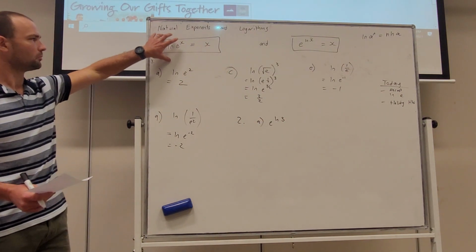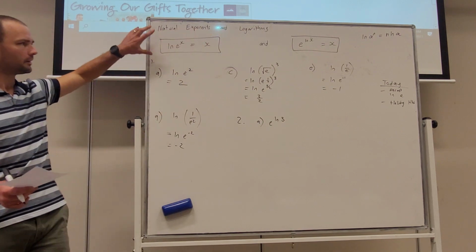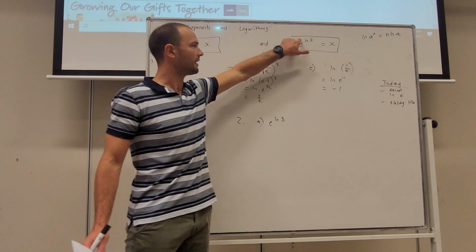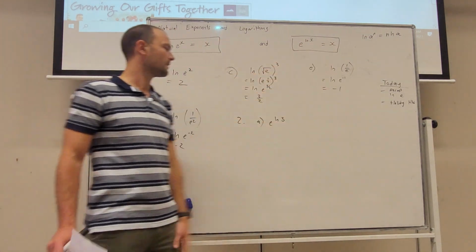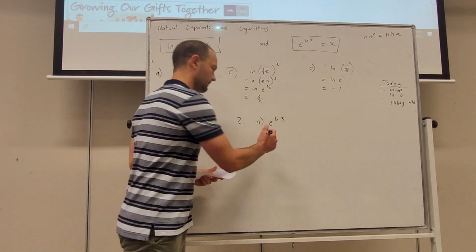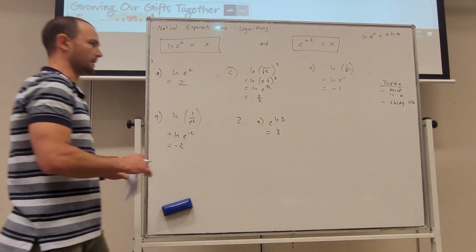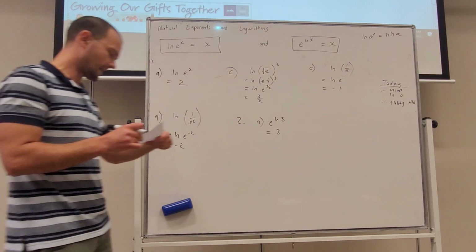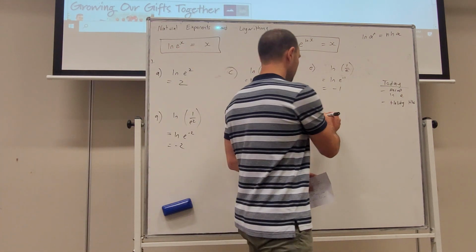In question 1, we're using this first rule. In question 2, we're going to be using the second rule. We have e to the ln x simplifies to x. Therefore, e to the ln 3 simplifies to 3. Alright, so that's a. Let's jump on to c.